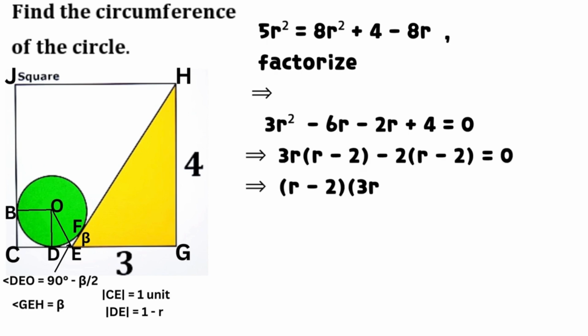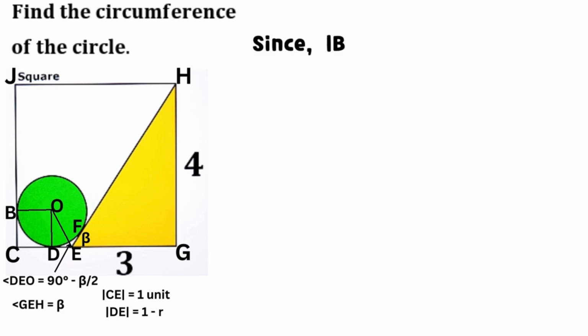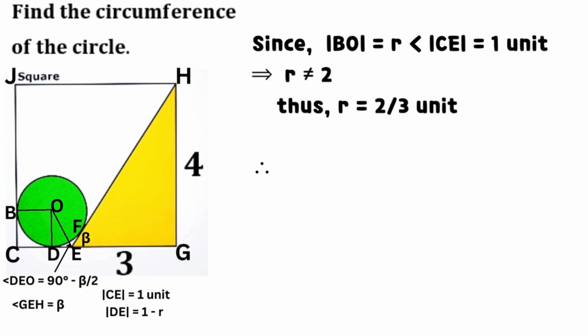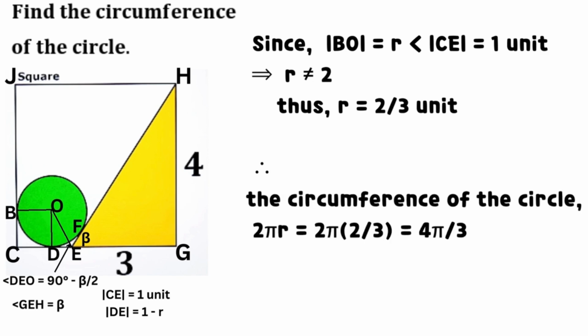Factorize and simplify. We have that the product of r minus 2 and 3 times r minus 2 equals 0. Thus, r minus 2 equals 0, or 3 times r minus 2 equals 0. It implies that r equals 2, or r equals 2 divided by 3. Since the length of line BO equals r, and r is less than the length of line CE, which equals 1 unit, it implies that r is not equal to 2 units. Thus, r equals 2 divided by 3 units.